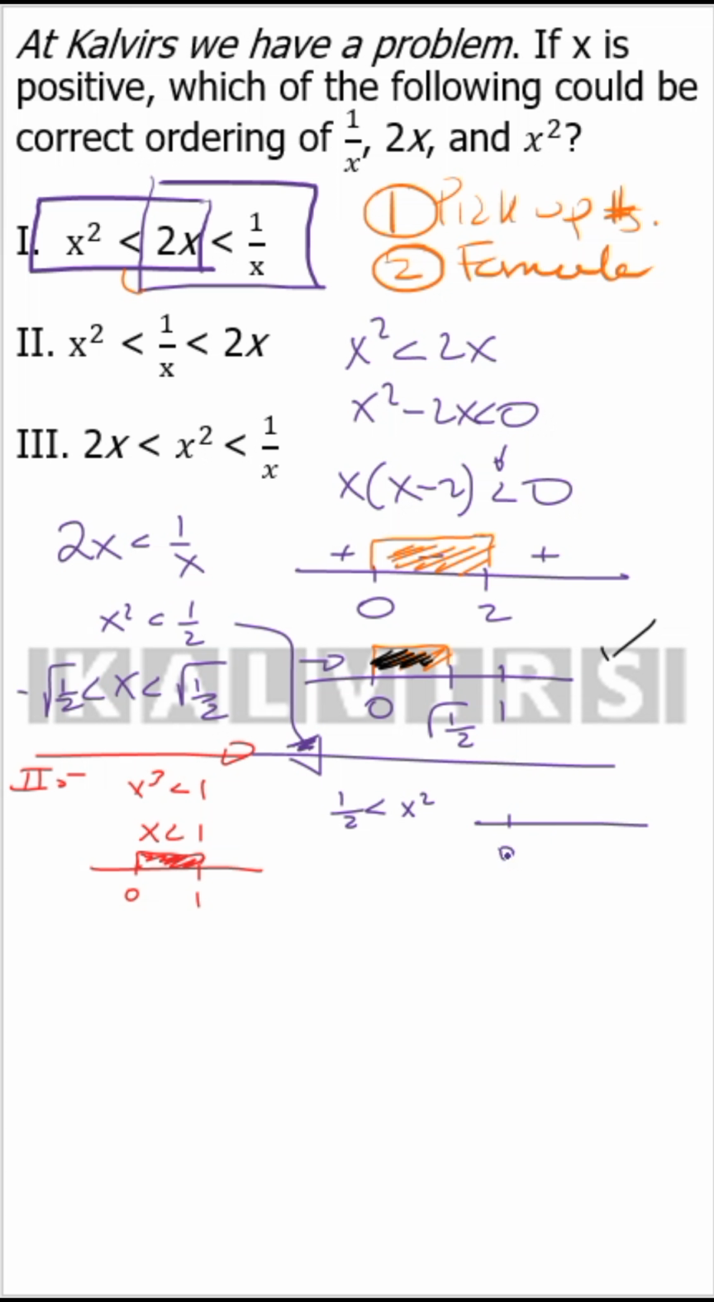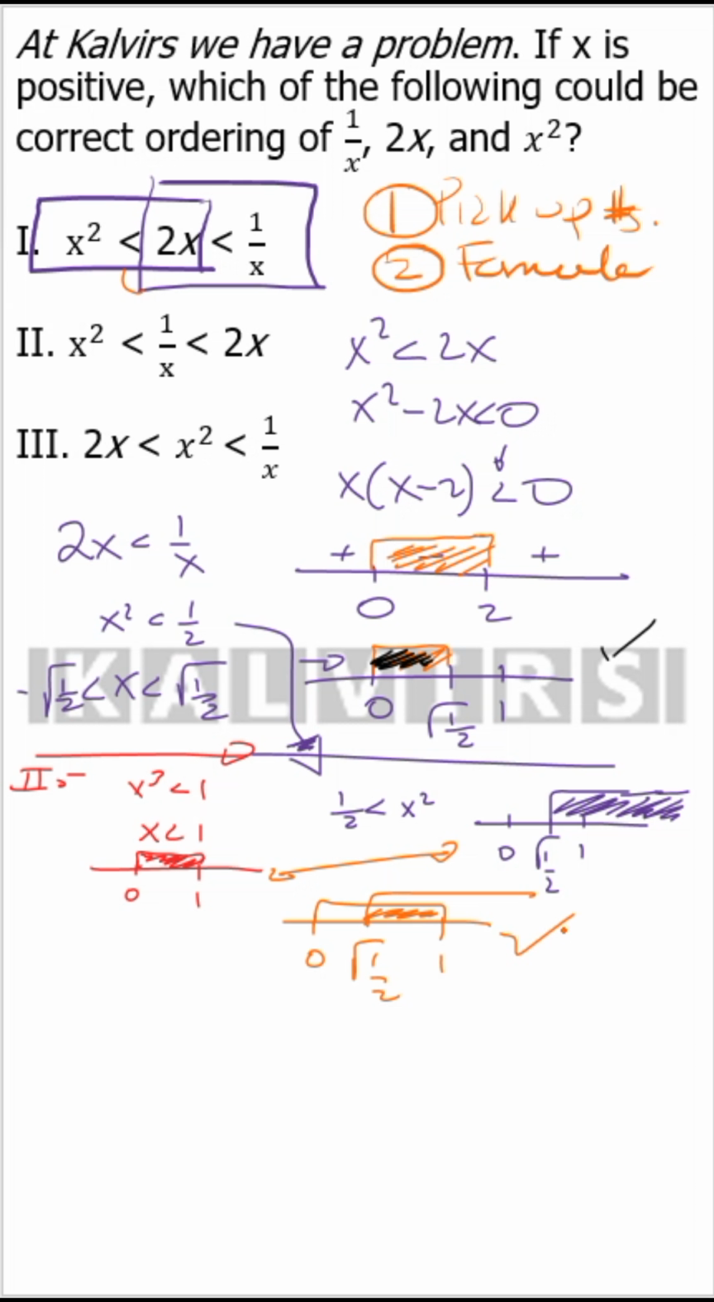So in short, this is 0, this is 1, this is the square root of 1/2, and we are looking at the opposite. So the other range, the outside range, is the solution. Does there exist an intersection between the first and the second? Yes, there exists one between 0 and 1 and the square root of 1/2 and above. So the second one is also true. The first one and the second one are true.